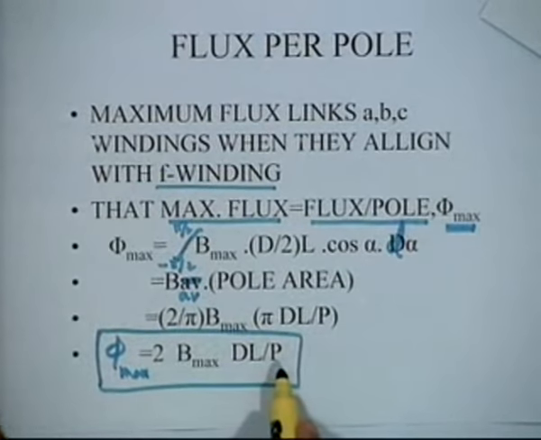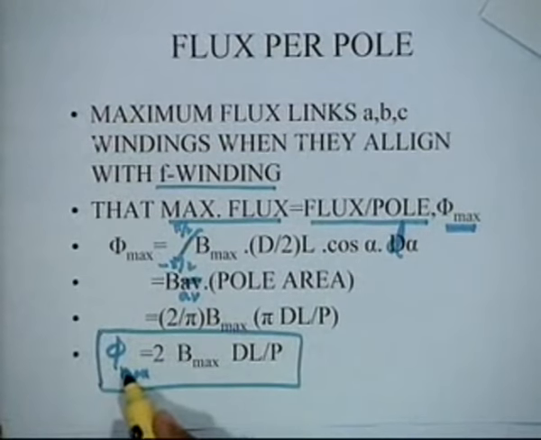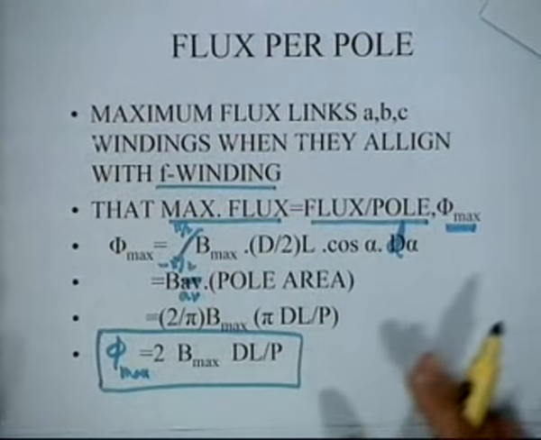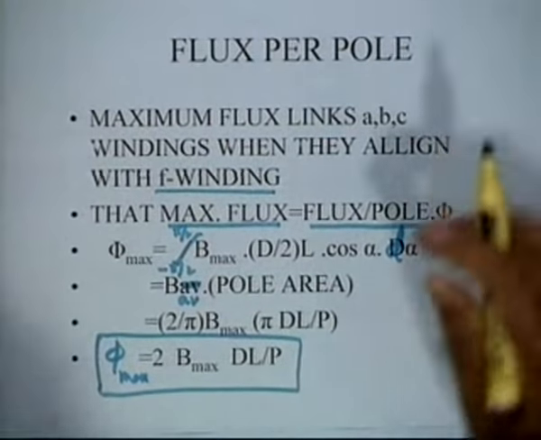D, L and P are fixed parameters of the machine: diameter, length and poles. So you now know the flux per pole, and that it only depends upon B max. On what does B max depend? B max depends upon the current that you are feeding to the field coil. The more current you feed, the more B max and flux will be. So you will have a relation between the flux per pole and the current in the field coil. Okay, so now we know the flux per pole.